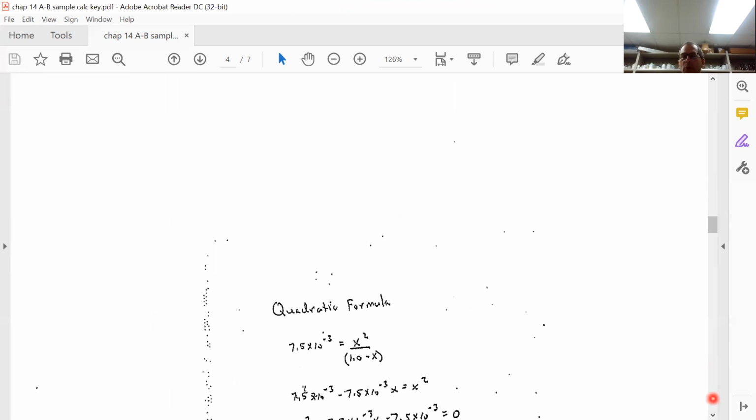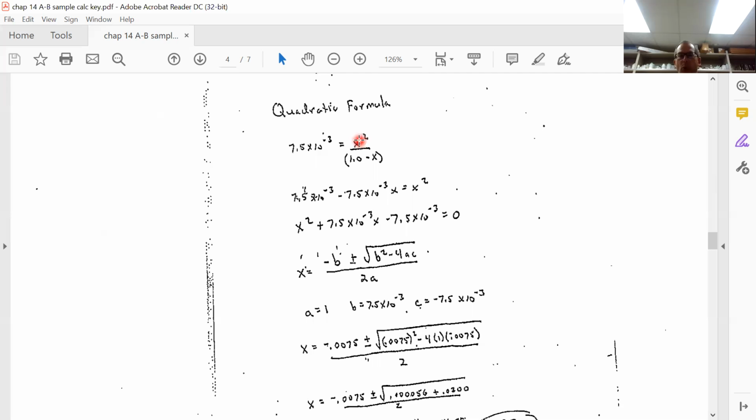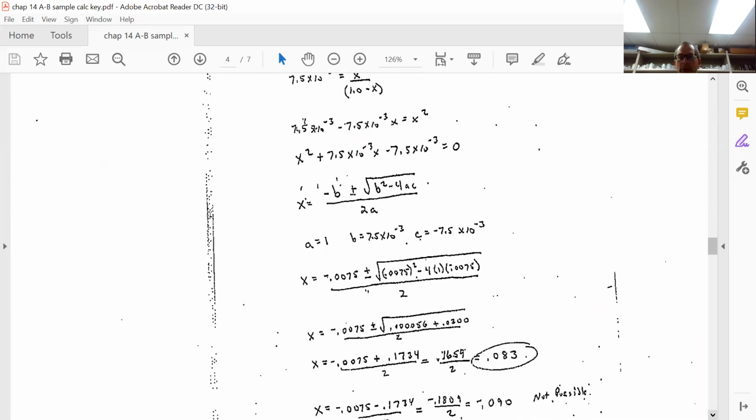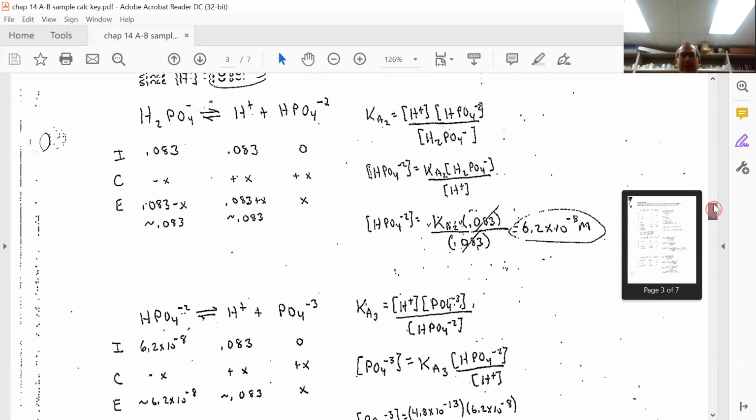Let's see, here we go. We have a quadratic formula. Notice I got my X squared. This is my H plus and HPO4 minus 2. But then my acid, the H3PO4, is 1.0 minus X, so I'm going to plug it in that way. There's my Ka value, and I get all of this. You can follow through and solve that, and ultimately you get two solutions. One's a negative answer, which can't be a negative concentration, and the other one is 0.083. Let's see how that compared originally, and it's pretty close.